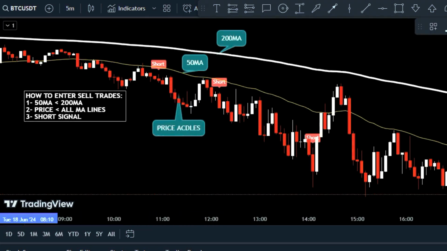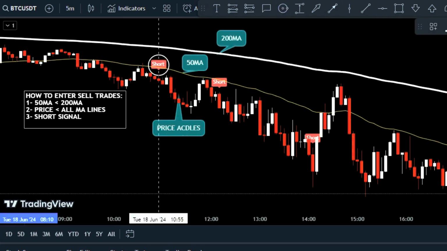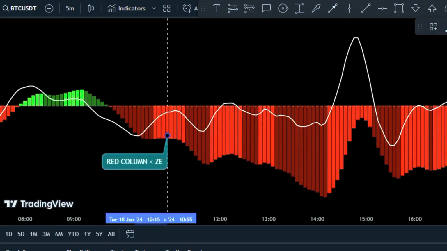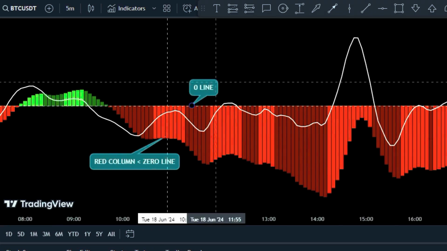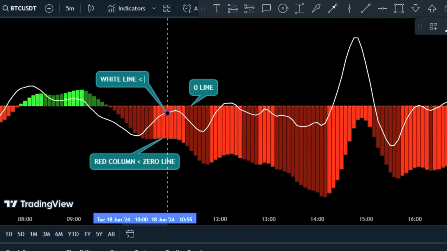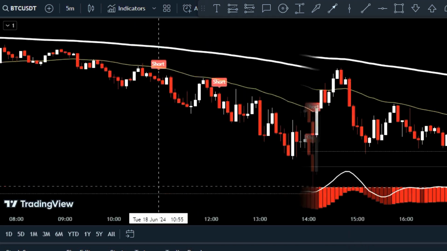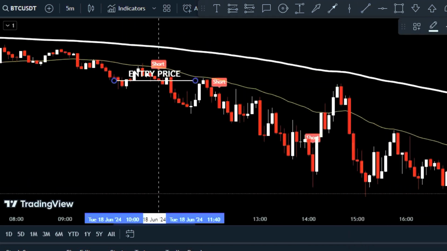Now, it's time to hunt for the sell signal. The TRIX histogram needs to be in on the action too. Look for a red histogram below the zero level and make sure the white line is also chilling below the oscillator zero line. So if all conditions are met, you're good to go. It's time to open a sell position.